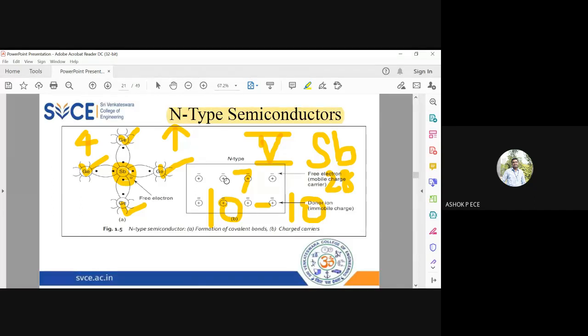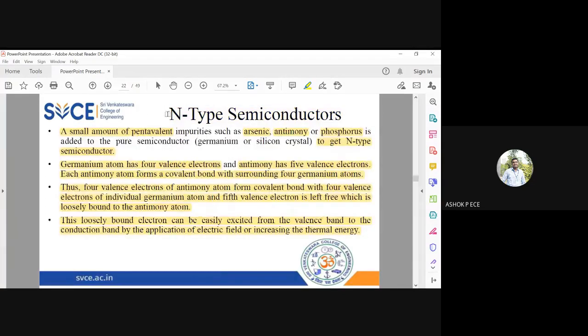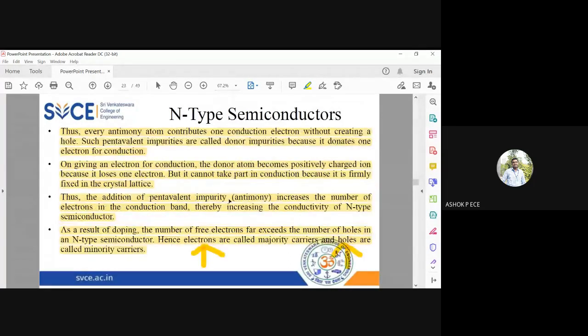Only when you apply energy, all these loosely bound fifth electrons from the antimony atoms will go to the conduction band and produce more current. That is the reason why you have increased conductivity in N-type semiconductors. And since more electrons are produced in this process, electrons become majority carriers for N-type semiconductors and holes become minority carriers. That is the conclusion of N-type semiconductors.